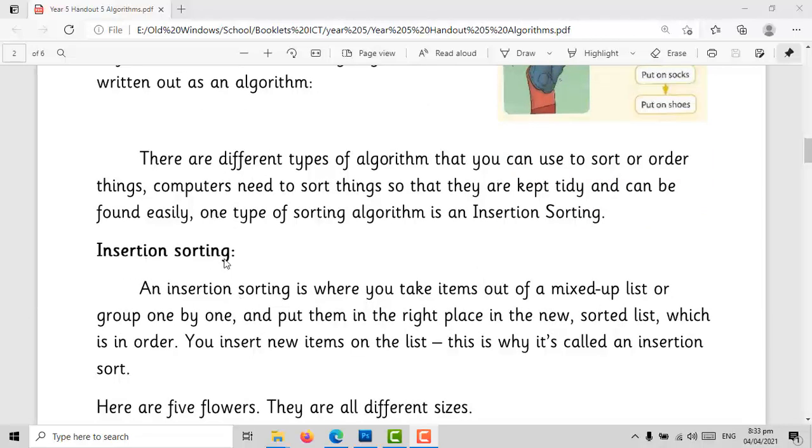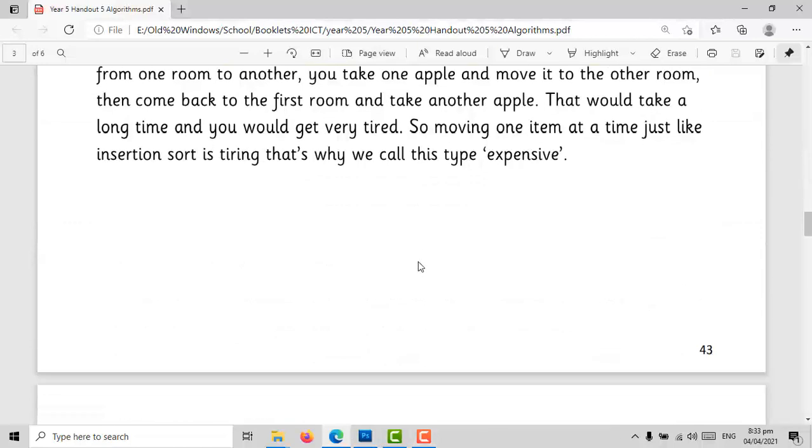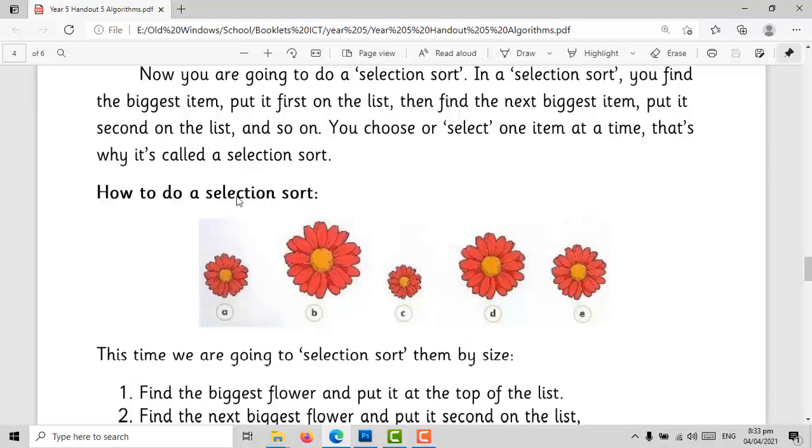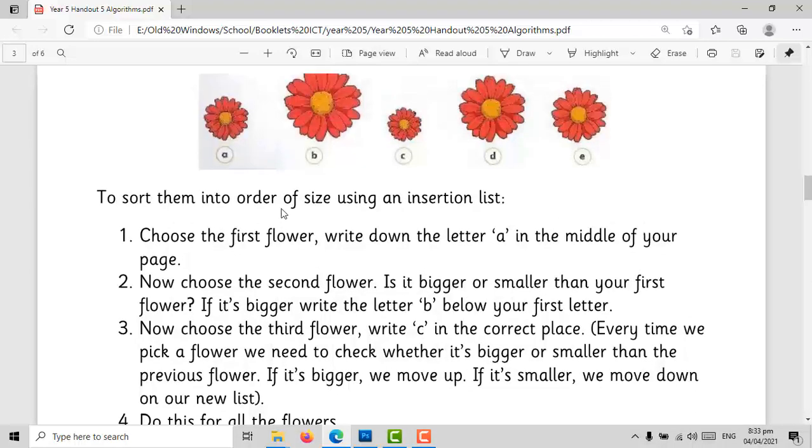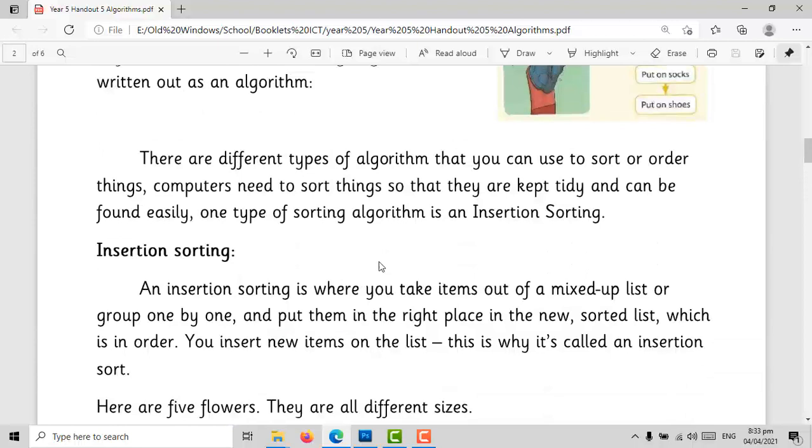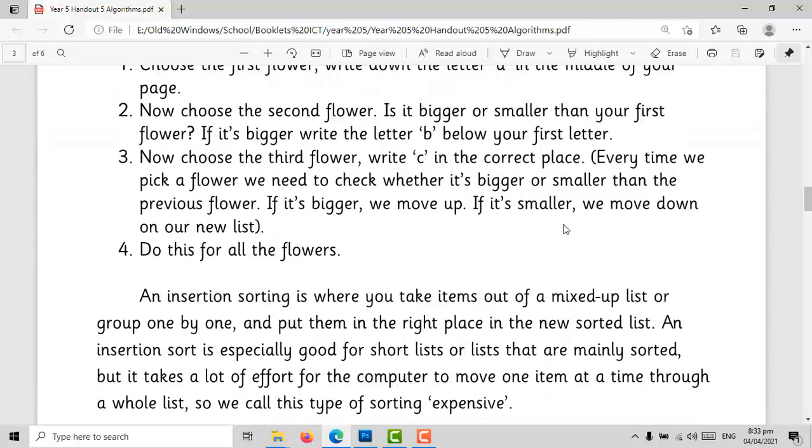And then we learned about insertion sorting, how computers use insertion sorting to organize data in their memory. The data could be images, pictures, videos, documents, whatever content that you have. In today's lesson, we're going to learn a new type of algorithm called selection sorting. It's way cooler and much easier than the previous one, insertion sorting. Insertion sorting is actually called an expensive one.